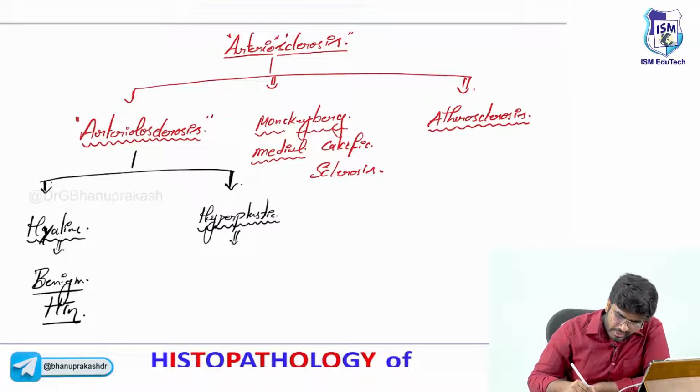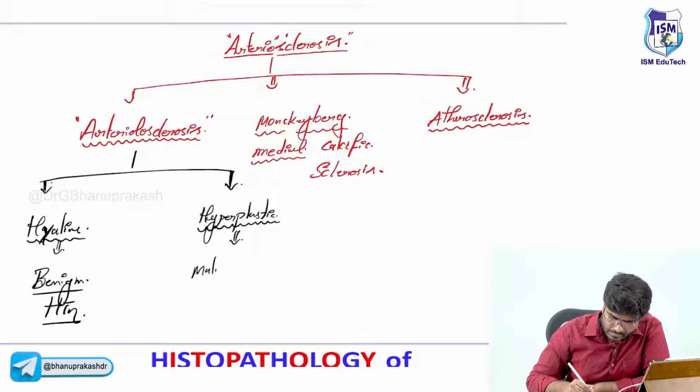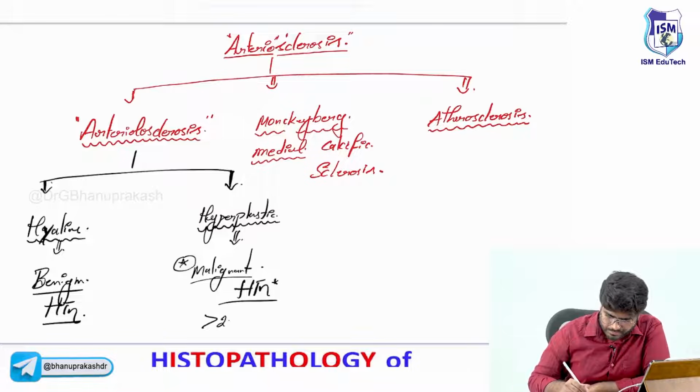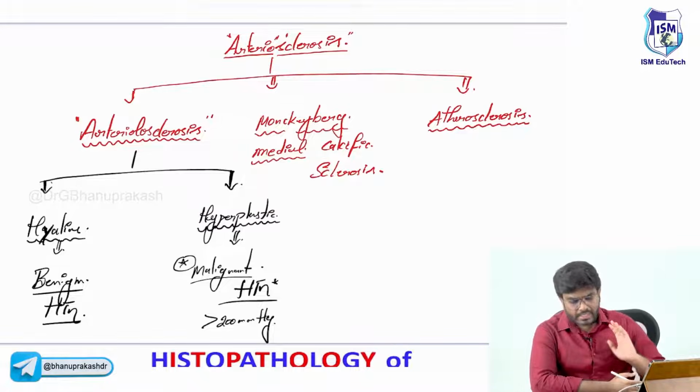And then what is hyperplastic arteriosclerosis? What exactly is this hyperplasia, and it is seen in which condition? Hyperplastic arteriosclerosis is seen in malignant hypertension. Malignant hypertension means severe hypertension, more than 200 mmHg systolic blood pressure. So hyaline arteriosclerosis is seen in benign hypertension, hyperplastic arteriosclerosis is seen in malignant hypertension.